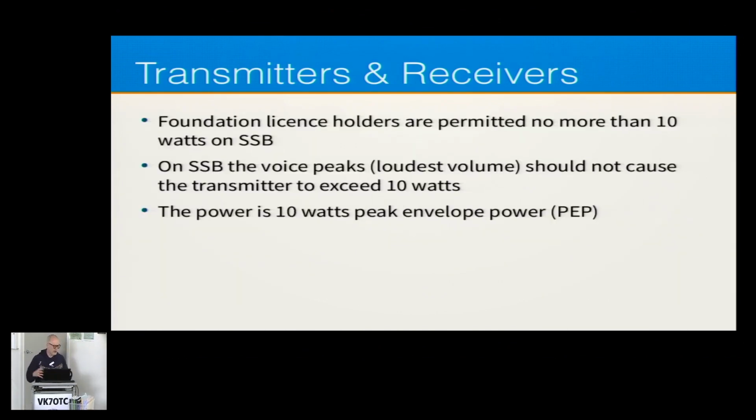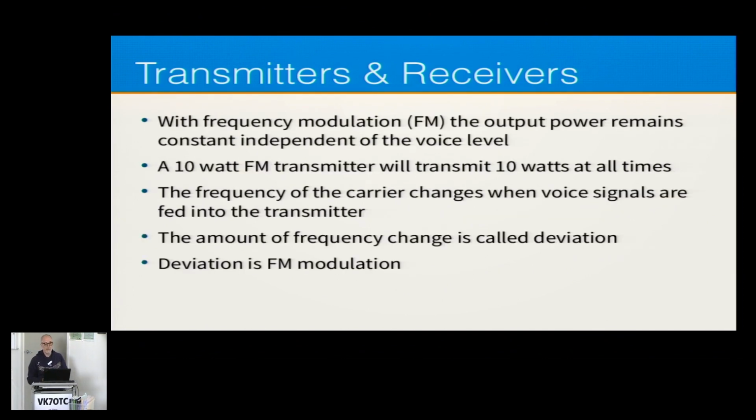And that's why we talk about envelope power. It is within that envelope, around about 10 watts. Loudest volume should not cause the transmitter to exceed 10 watts. So that's why we call it peak envelope power. Versus FM, where as soon as you key down, you look at the power meter and it says 10 watts, spot on. If it's more than 10 watts, you need to back off the power control. And that's the difference between FM versus AM or single sideband.